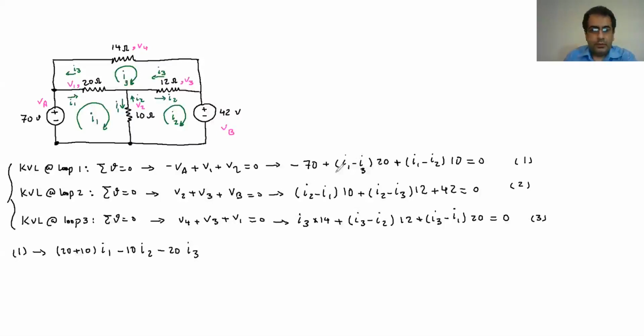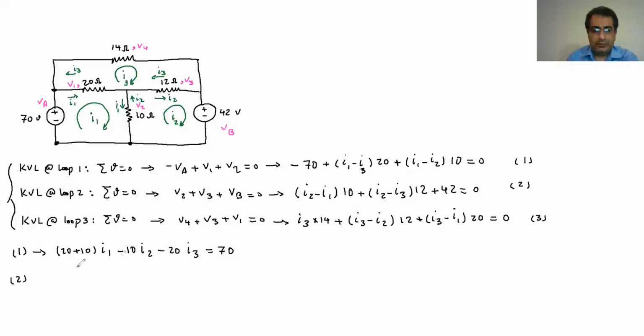So I write I1, I write I2, I write I3. Then I move all the constant to the other side. So I put this negative 70 to the other side, so it's going to be 70. So it's going to be my first equation. So one more time, for the I1 is the 20 and 10, for the I2 is negative 10, for the I3 is negative 20, and this.